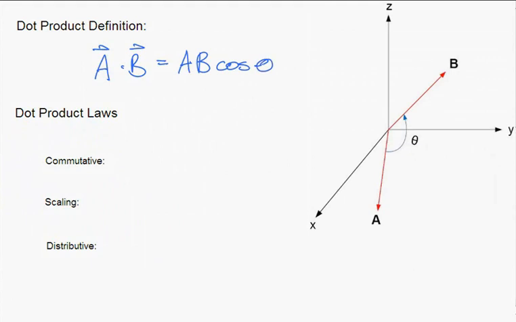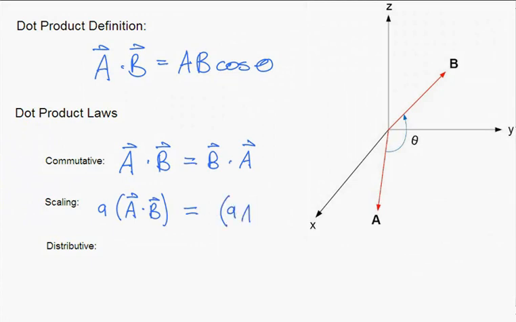The dot product follows three laws, and the first law is the commutative law, and this states vector A dotted with vector B equals vector B dotted with vector A. The second law is the scaling law, which states vector A dotted with vector B multiplied by a scaling factor is the same as that scaling factor multiplied by vector A dotted with vector B.